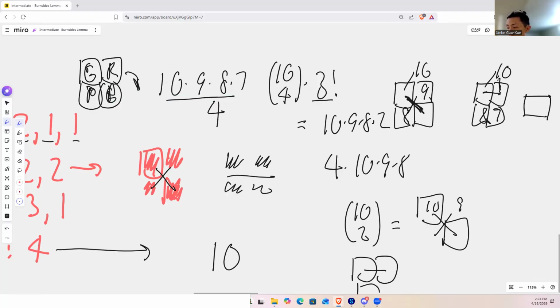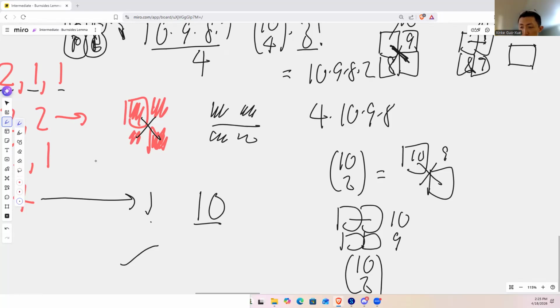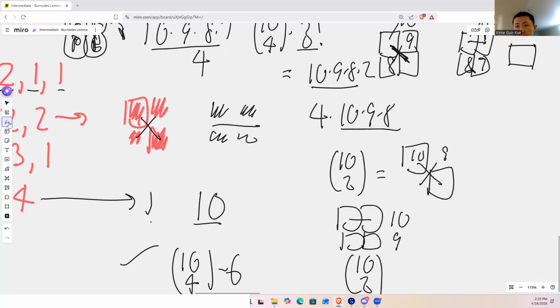If it's 2 and 2 this way, so if adjacent ones are the same, then there's 10 ways to pick this and 9 ways to pick this, but that overcounts by 2. So there's also 10 choose 2. And then we've already done if they're all the same color. So let's compute. So 10 choose 4 times 6. But both of these are 9 times. Okay.